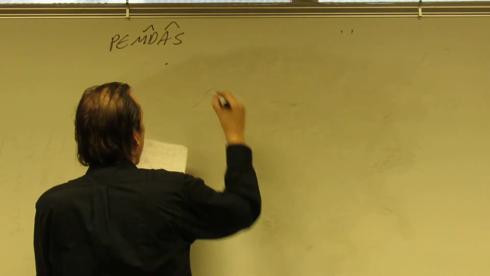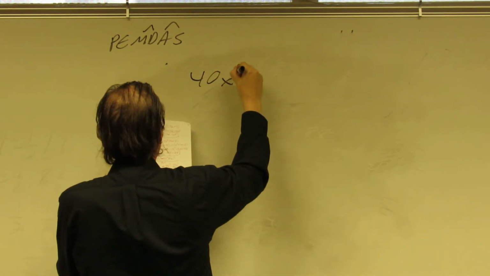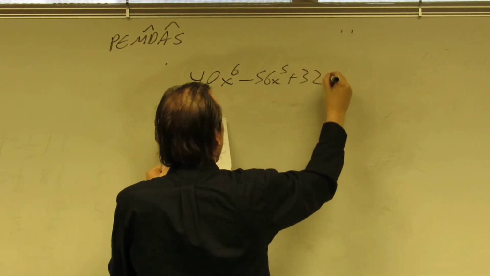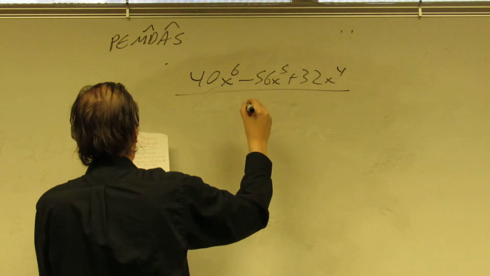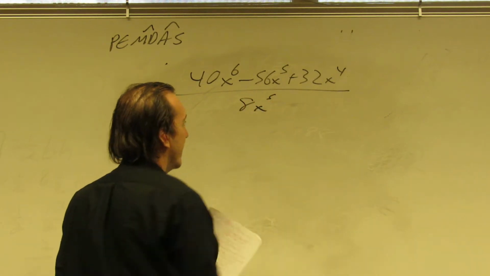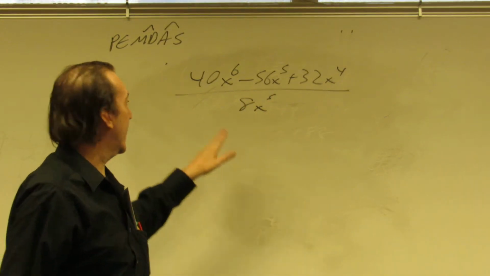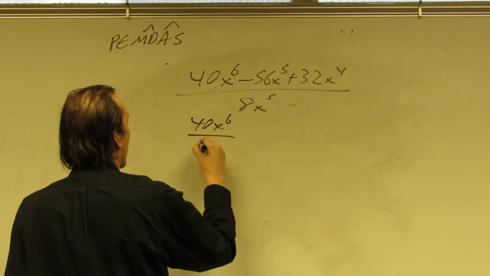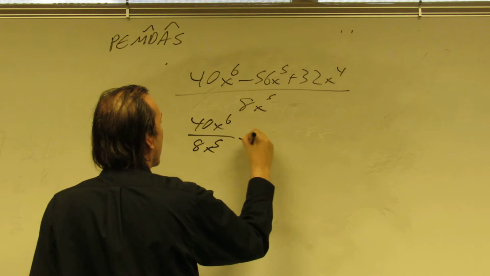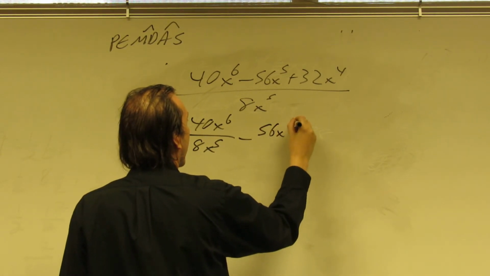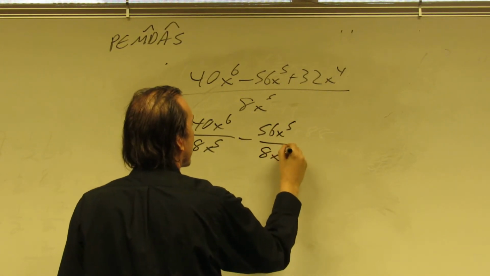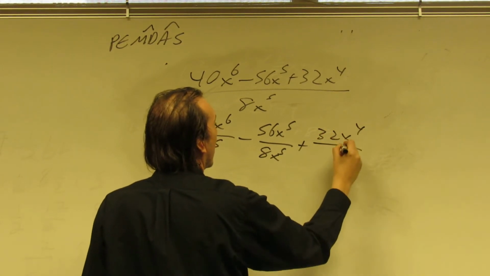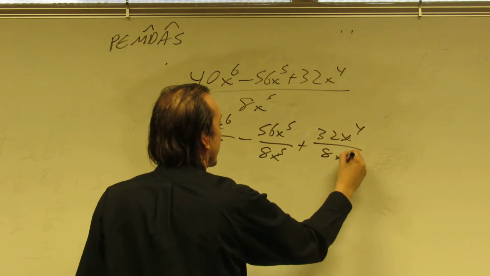And finally, we're going to have something like 40x to the 6 minus 56x to the 5 plus 32x to the 4, all over 8x to the 5. So to make this easy, break it up into 3 divisions. So we have 40x to the 6 over 8x to the 5 minus 56x to the 5 over 8x to the 5 plus 32x to the 4 over 8x to the 5.